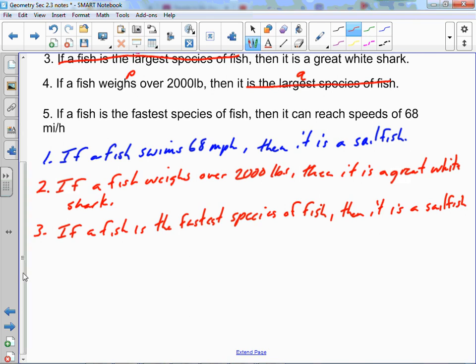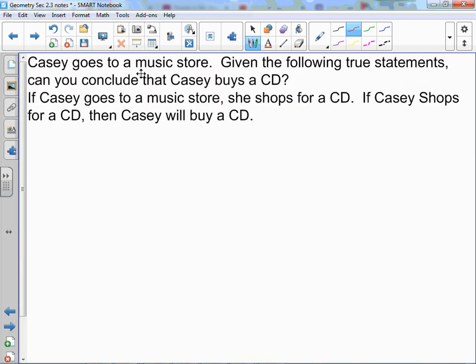All right. So then lastly here, Casey goes to a music store. Given the following true statements, can you conclude that Casey buys a CD? It tells us that these statements are true, so we have to follow it as if everything in this is true. If Casey goes to a music store, she shops for a CD. If Casey shops for a CD, then Casey will buy a CD. So we want to know: she's going to a music store. Will she buy a CD?